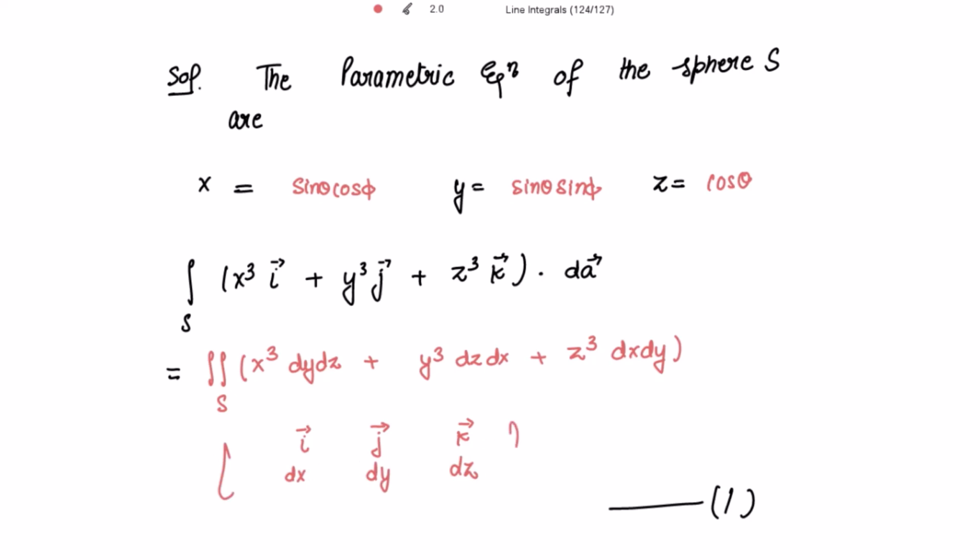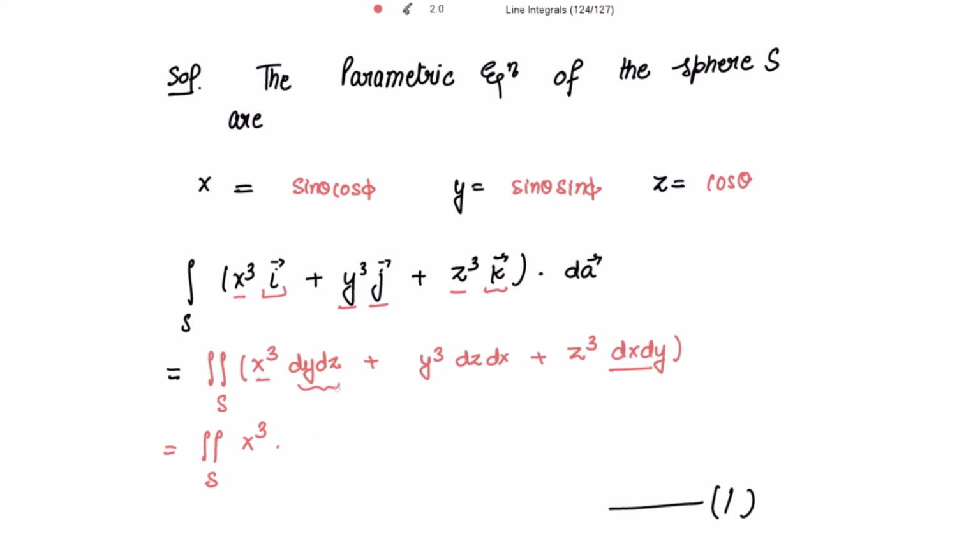Just for the understanding, when you are considering the i vector, that is the first component, you ignore this and write dy dz with the first component. Similarly, when you are considering the j vector, just ignore this and write the product of dx dz with the second component. And when you consider the k vector, just ignore this and write the product of dx dy with the third component.